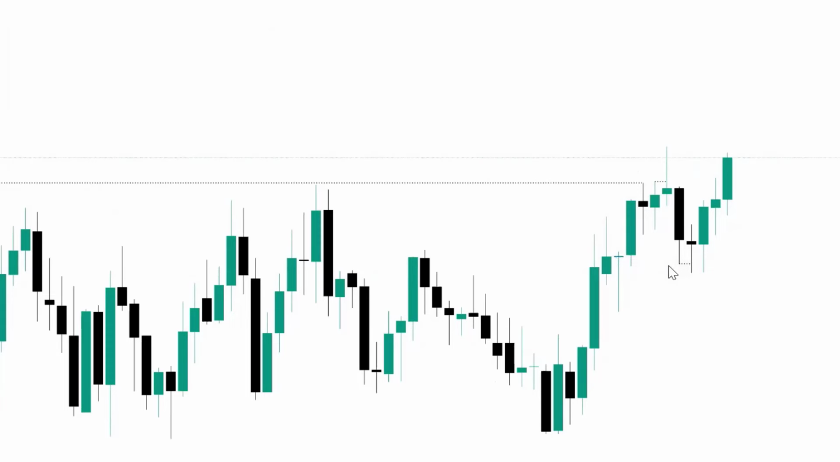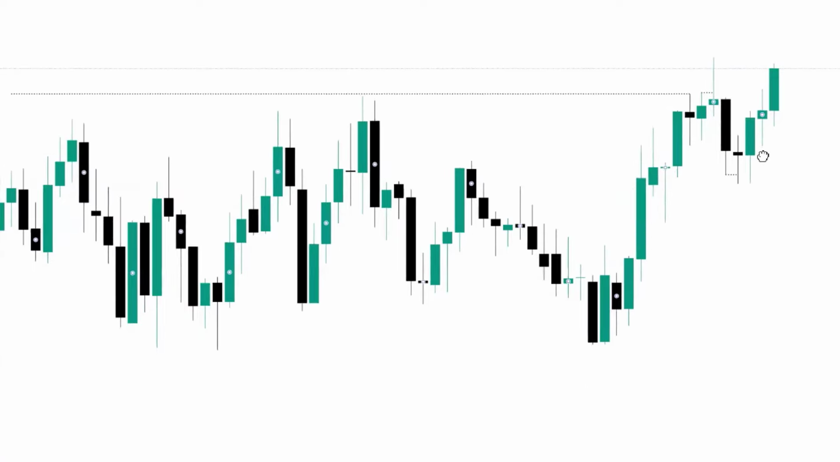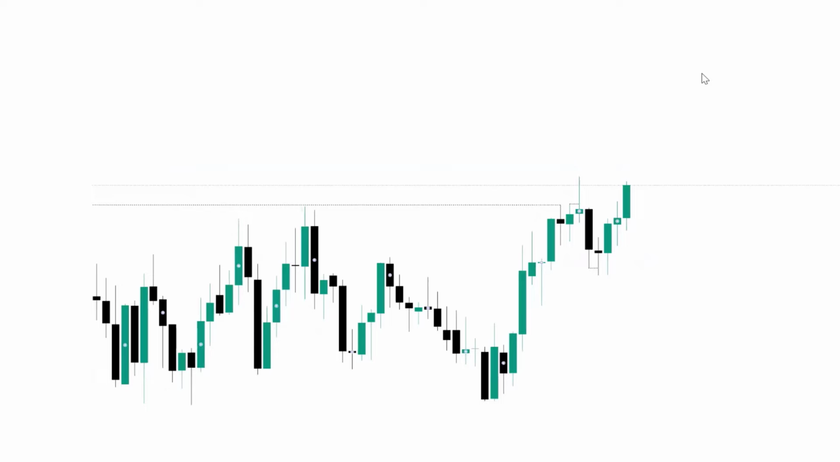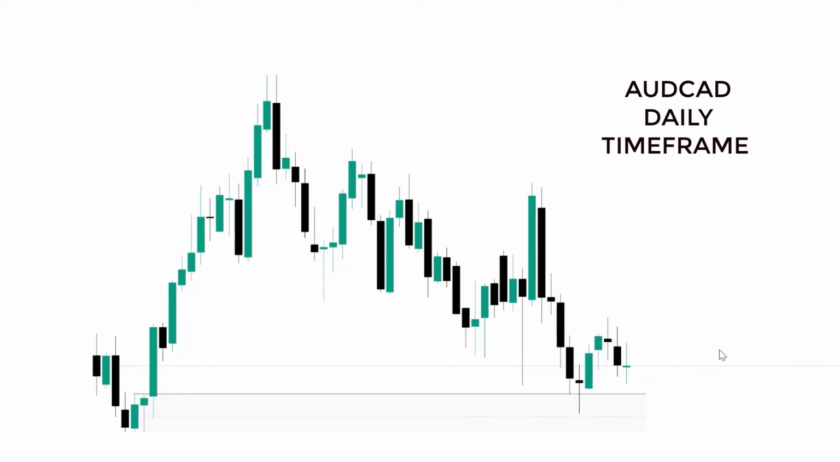Now, after that, we're having the reaction to the upside. I hope you can see that. We have this reaction to the upside, and price is able to sweep the liquidity above this particular high. So I hope this makes sense to you all. And I don't know if we need to see one more example. Maybe let's see one more example on AUD CAD. So this is the last example on AUD CAD.